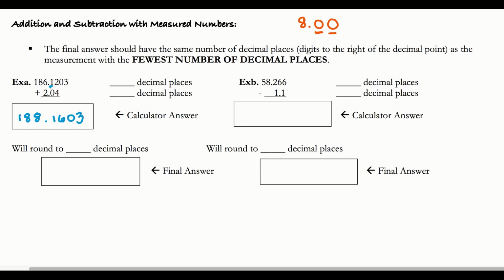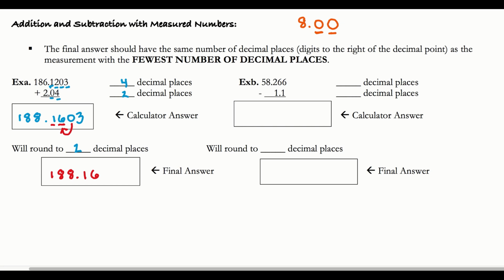Now I'm going to look at my two values. 186.1203 has 1, 2, 3, 4 decimal places. For 2.04, there's 1, 2 decimal places, which means my final answer should only have 2 decimal places. The 0 does not round the 6 up, so my final answer is going to be 188.16, and that is my correctly rounded value based on the fewest number of decimal places.